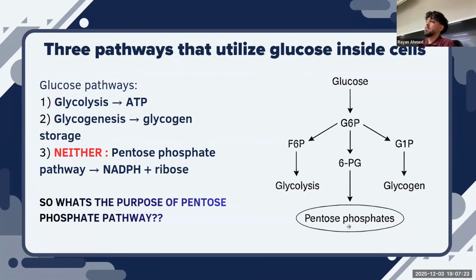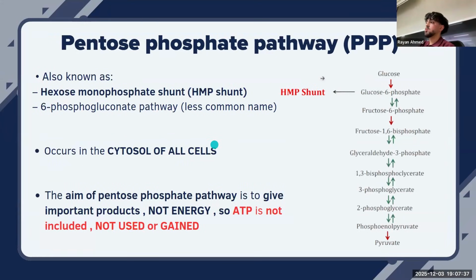I just need you to remember two simple products. What are they? NADPH and ribose. It has a full name, but I just need you to keep in mind ribose. So we have NADPH and ribose. Okay. Now, the pentose phosphate pathway. You are already familiar with the glycolysis pathway, whose main function is to produce ATP and pyruvate, of course.